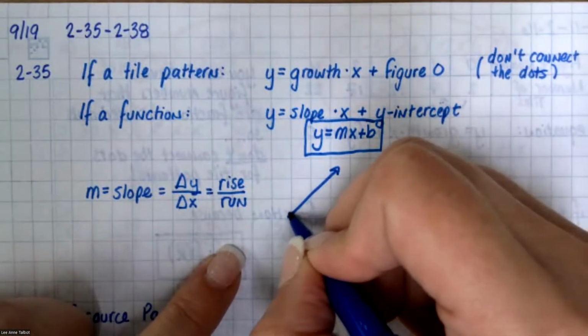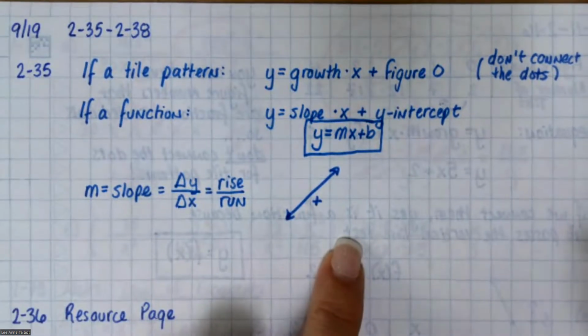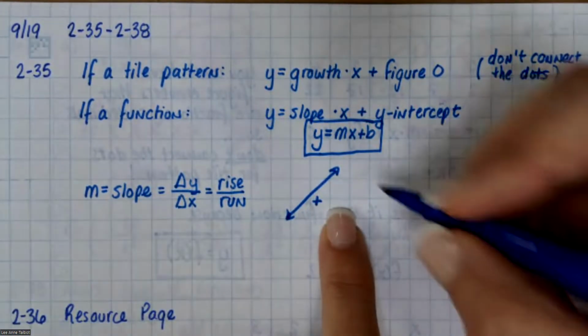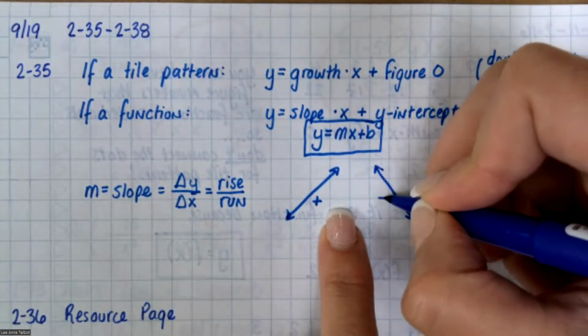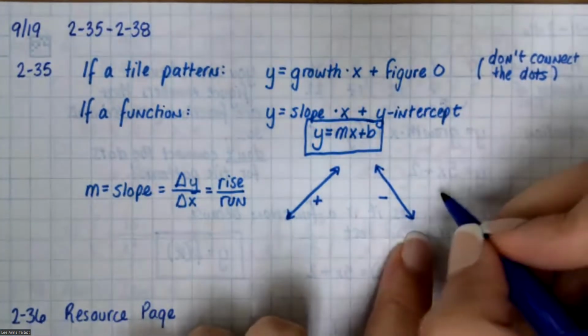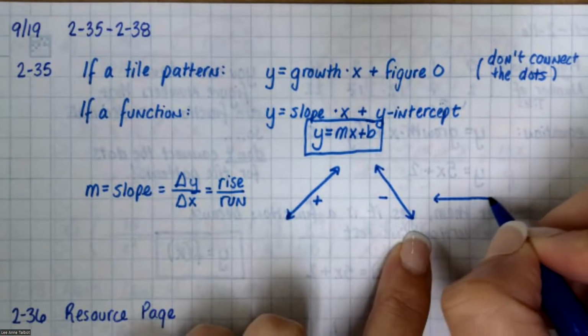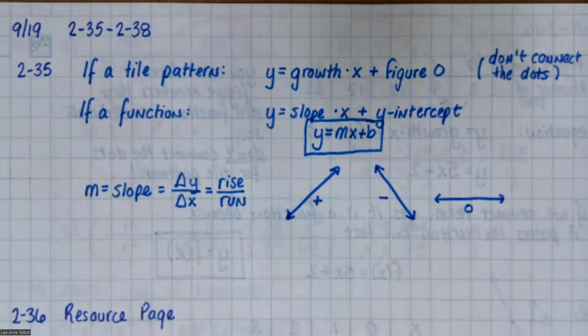This type of line has a positive slope. There's actually 4 different types of slopes. This one has a positive slope. This type of line has a negative slope because it's going downhill. This type of line has a 0 slope. We talked about that on Tuesday. Was it Tuesday? It was Tuesday.